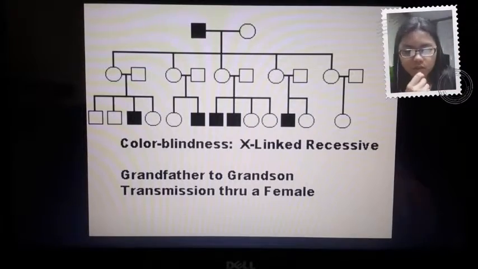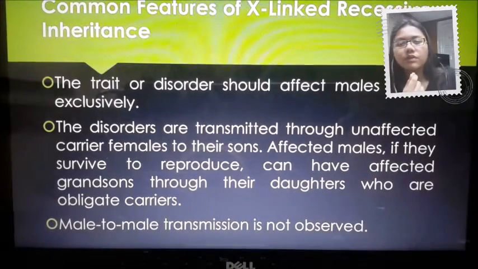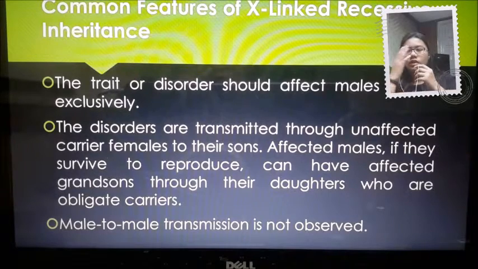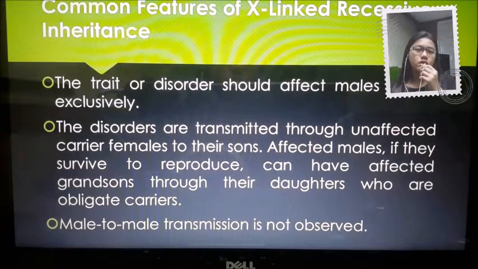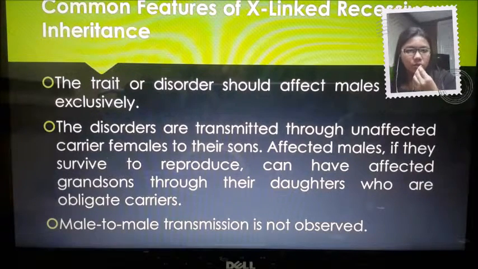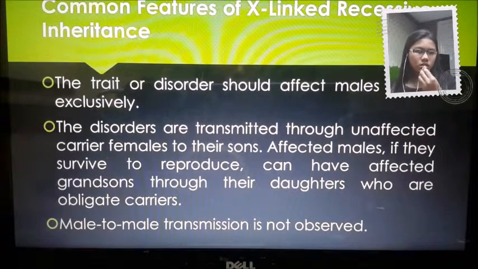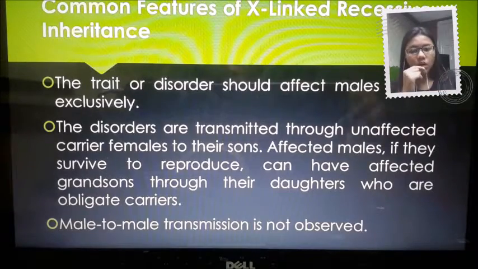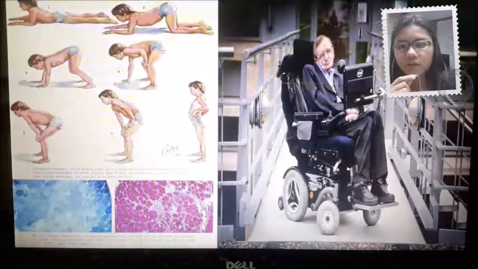Next, common features of X-linked recessive inheritance. The trait or disorder should affect males almost exclusively. Male-to-male transmission is not observed, and disorders are transmitted through unaffected carrier females to their sons. Affected males, if they survive to reproduce, can have affected grandsons through their daughters who are obligate carriers.